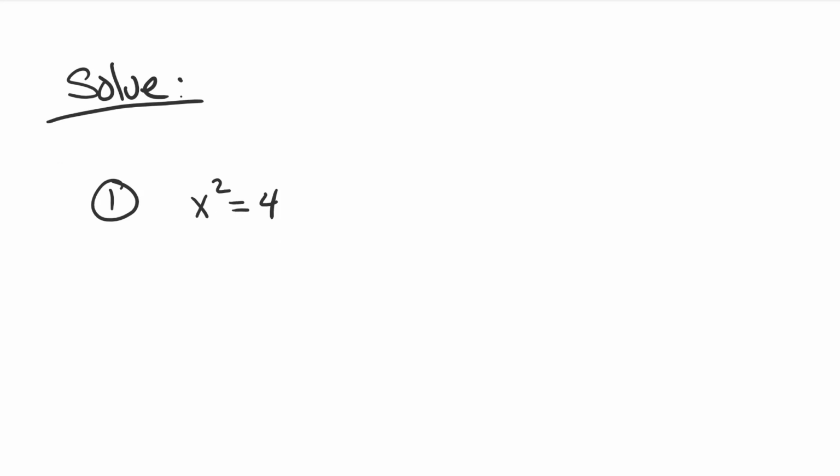Usually I would do this in class and ask people, what's the answer? And typically I'm going to hear 2. But there are 2 answers, not just one. -2 squared is also equal to 4. You see this square? That means it's not linear. That means typically you should set that equal to 0 and solve.